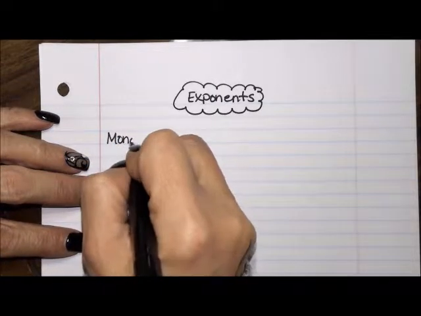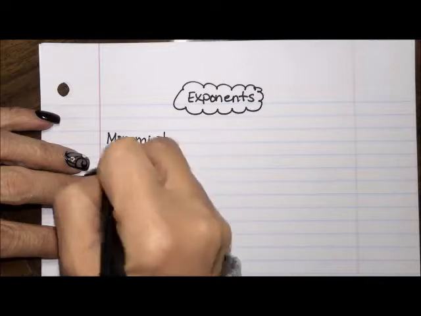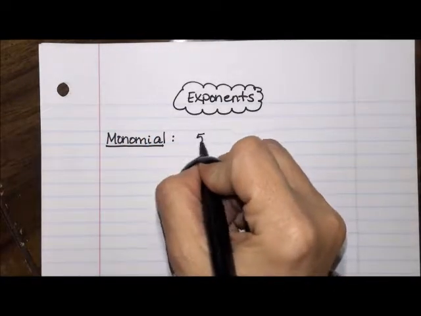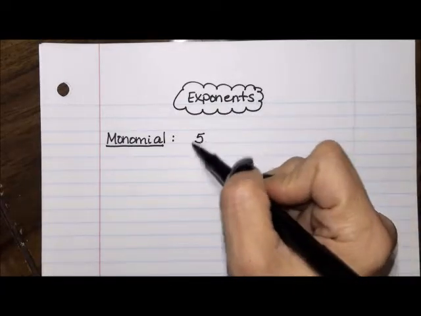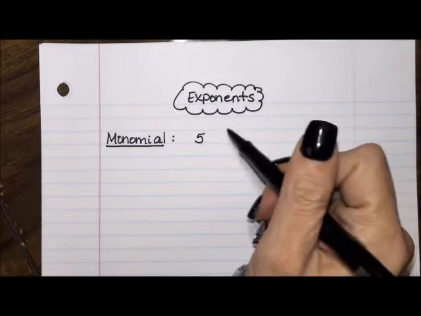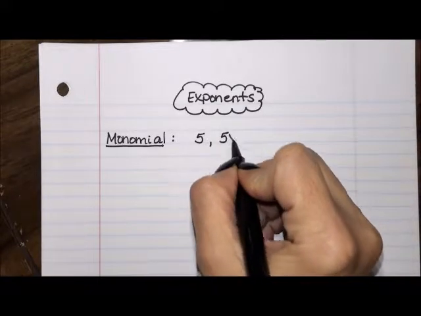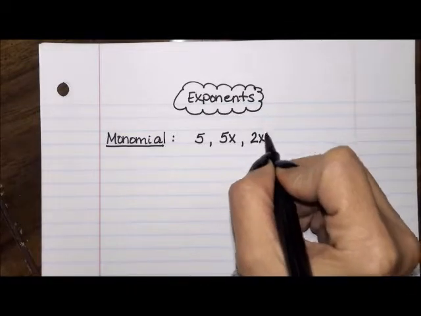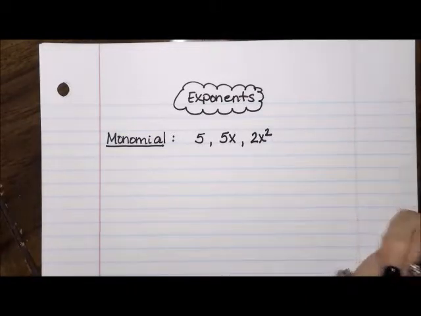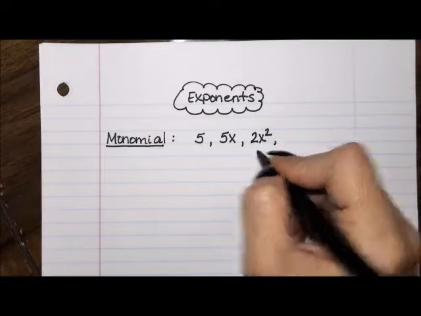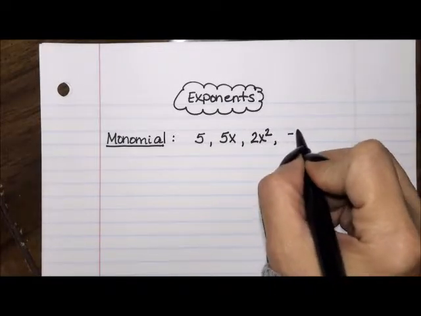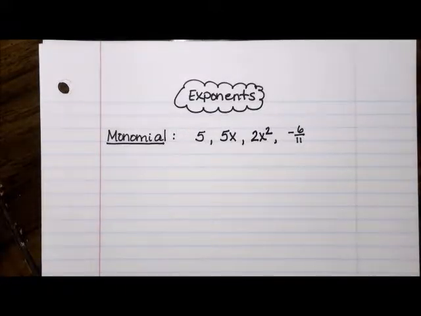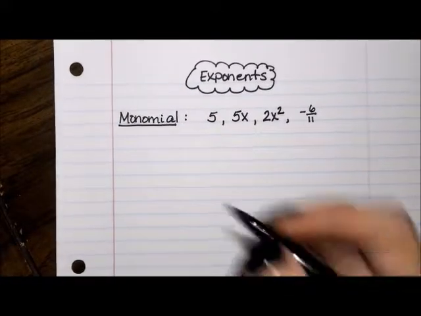First off, we're going to have a monomial. A monomial is just going to be like a single term. So the number 5, that's a monomial. This is the coefficient. The exponent is not there because we don't have any variables. I could have 5x. This is a monomial. It's a single term. I could do 2x squared. That is a monomial. It could be a fraction. I could have negative 6 over 11. That's a monomial. With my exponents, I'm going to be using the word monomial a lot.